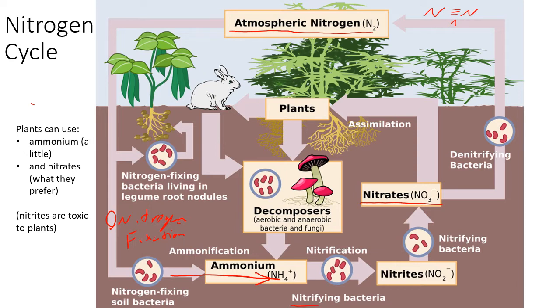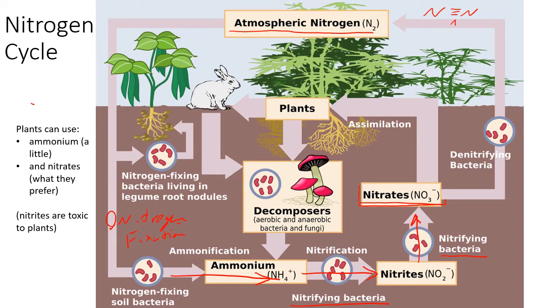Other bacteria, these nitrifying bacteria, will do a process called nitrification, which will turn this ammonium into nitrites. Nitrites are toxic to plants. They cannot use them. But luckily for plants, nitrites are quickly converted into nitrates by more nitrifying bacteria. We don't need to get into how many species are involved and the names of those species. We'll just say nitrifying bacteria convert ammonium to nitrites, and then from nitrites to nitrates, and that entire process is nitrification.